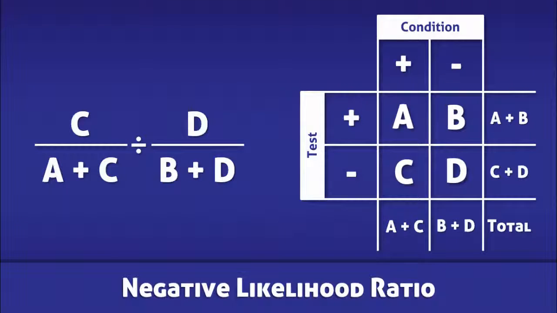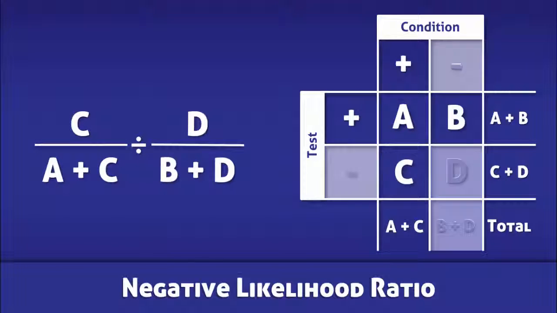Once more, the negative likelihood ratio is calculated by dividing the false negative rate by the true negative rate, which is otherwise known as the specificity.